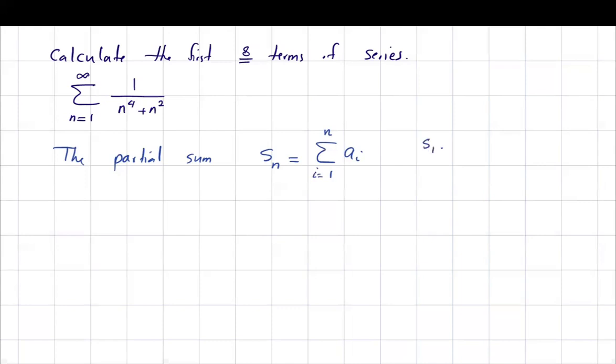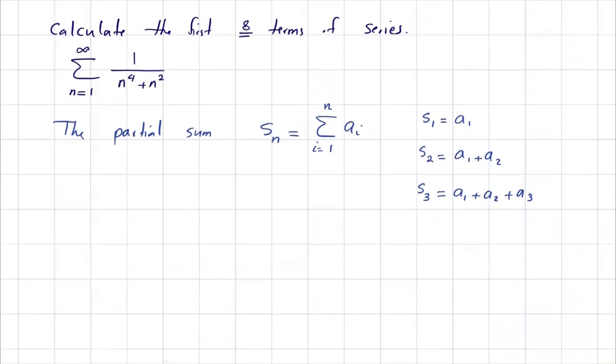S sub 1 is equal to a sub 1. S sub 2 is equal to a sub 1 plus a sub 2. S sub 3 is a sub 1 plus a sub 2 plus a sub 3. And you can continue this process. We're going to use a calculator to do the calculation here a little bit, because it takes time to do this using common denominators and regular algebra. So let me just put some dots here.